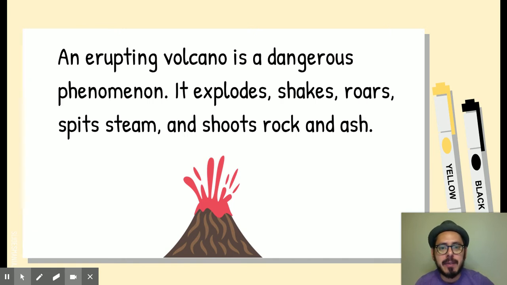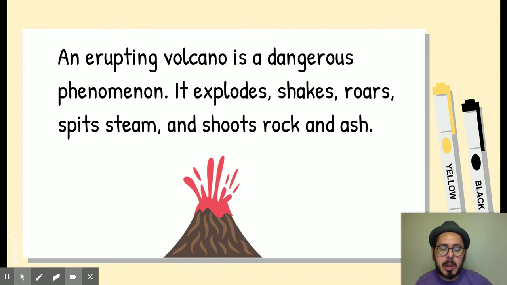Let's take a look at this sentence first. I'm going to read it twice. Here we go. An erupting volcano is a dangerous phenomenon. It explodes, shakes, roars, spits steam, and shoots rocks and ash. Okay, rock and ash. I'm going to read that again. An erupting volcano is a dangerous phenomenon. Fancy word. It explodes, shakes, roars, spits steam, and shoots rock and ash.